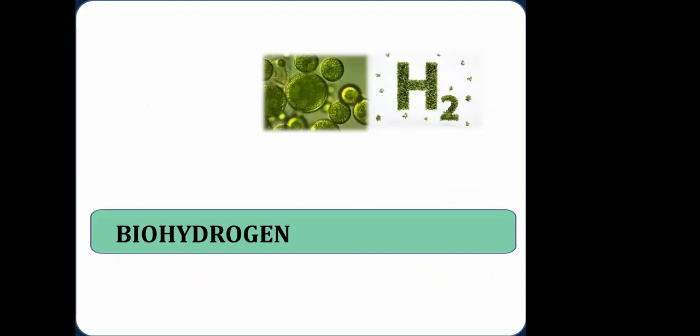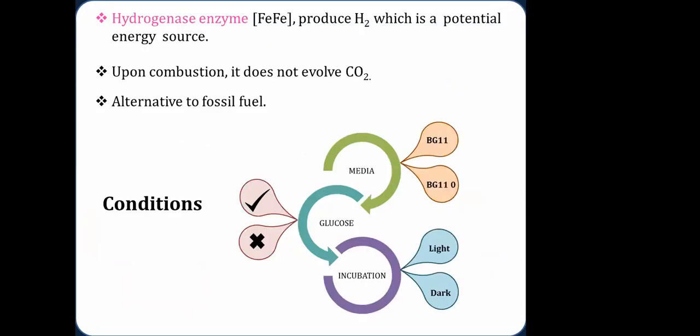Now come towards another type of biofuel known as biohydrogen, and this hydrogen can also be used as a source of biofuel. For the production of hydrogen, the hydrogenase enzyme is present in the cyanobacteria and the microalgae, which they can use as a source of energy. And I detected this hydrogenase enzyme and the production of hydrogen under 8 different conditions.